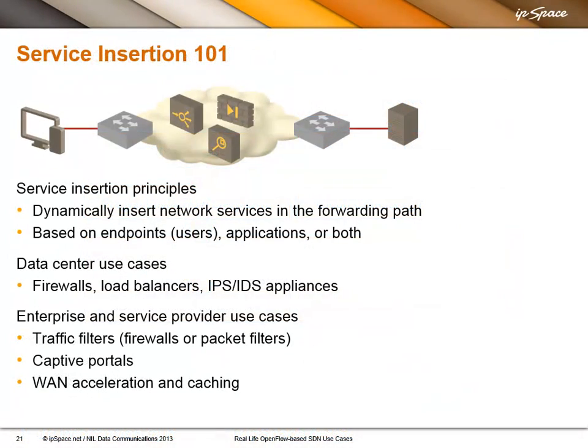Everyone is talking about service insertion, so let's define it. We want to insert network services, which could be load balancing, firewalling, inspection, in the forwarding path based on endpoints, which is users or applications or both. You would use this for traffic filters, or for captive portals, for example, if you're a service provider, or you might use this, and people are using this for WAN acceleration and caching.